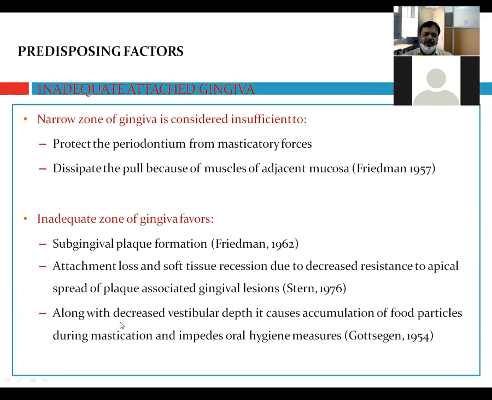Then, along with decreased vestibular depth, it causes accumulation of food particles during mastication and impedes oral hygiene measures. Whenever there is inadequate width of attached gingiva, there is inadequate vestibular depth. So there is difficulty in placing your toothbrush while toothbrushing. Inadequate oral hygiene procedures will lead to more accumulation of subgingival plaque.